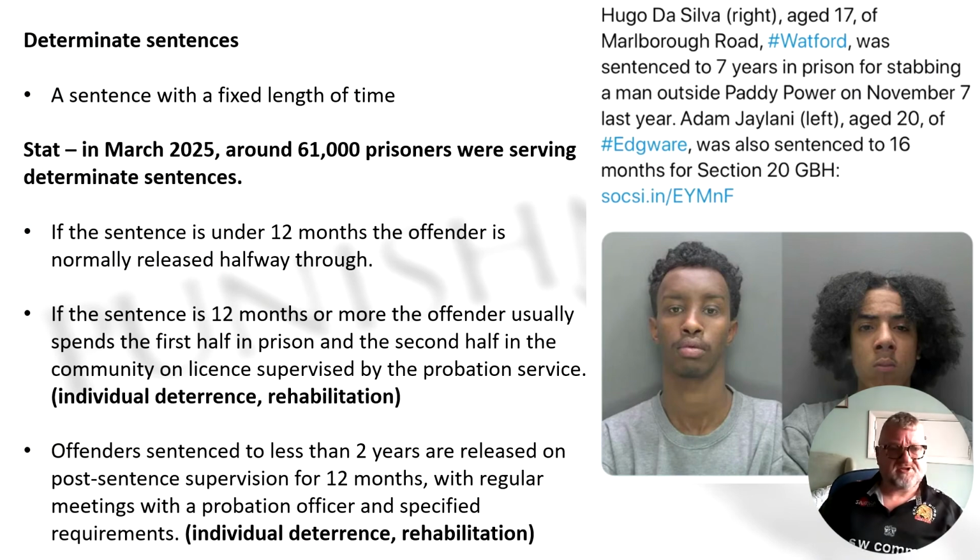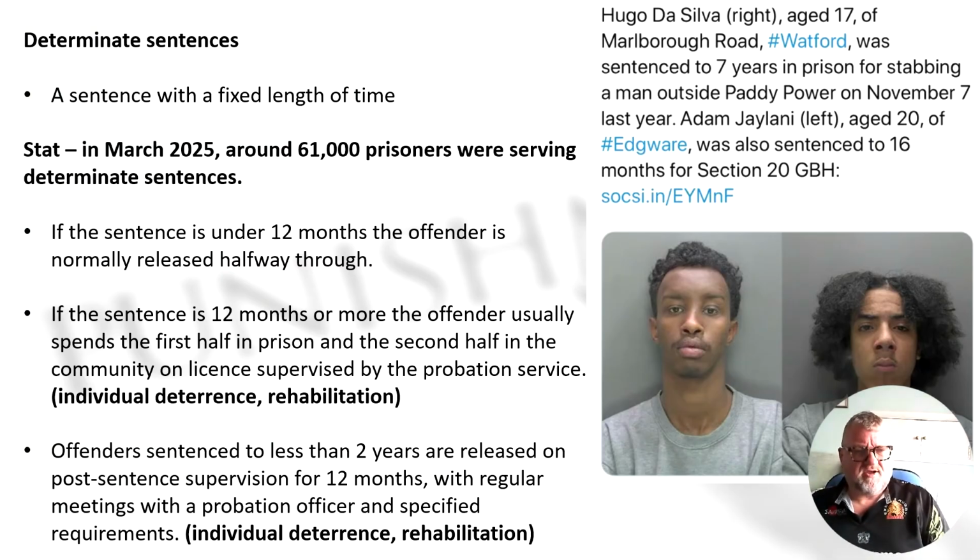And any offender sentenced to less than 2 years, they're released on post-sentence supervision, usually for 12 months, with regular meetings with the probation officer and with specified requirements. And I'd argue that's individual deterrence and rehabilitation.